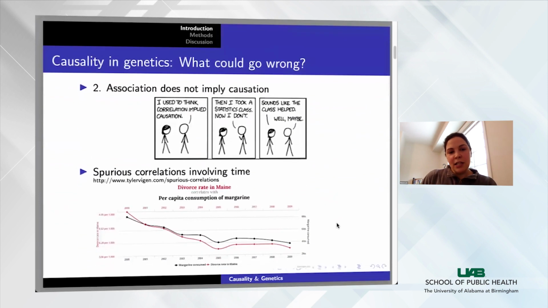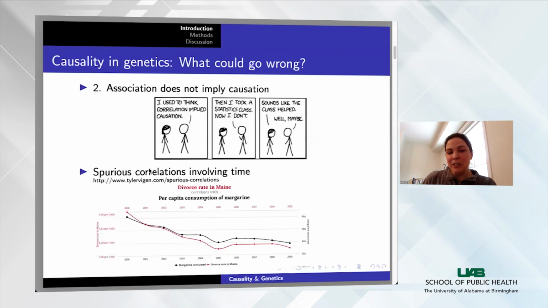Also, with causality and genetics, there's a level of complication. So we're now no longer thinking about association. We're now thinking about causation. And of course, the famous saying, association does not imply causation. As you can see in the little statistics cartoon, you might think correlation implied causation, took a statistics class, now realize that that's no longer true. Did the statistics class help? Who knows? Just because they're associated, we can't tell.